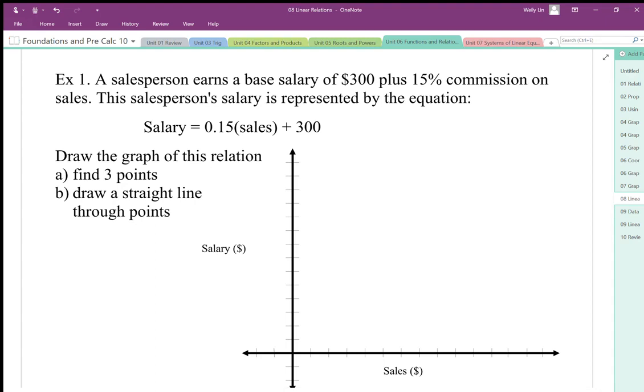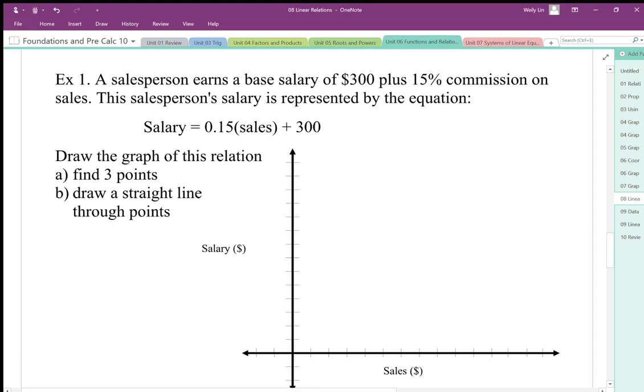A salesperson earns a base salary of $300 plus 15% commission on his sales. So what this means is the person starts off with $300, and for everything that he sells, he earns 15%. So if he sells $100 worth of goods, he gets $15 to add to his starting value of $300. If he sells $1,000 worth of goods, he'll get 15% of that, or $150, and he can add that to his original $300 that he started with.